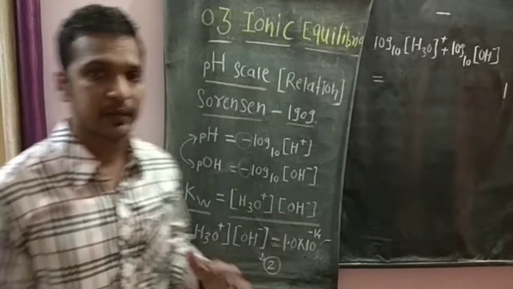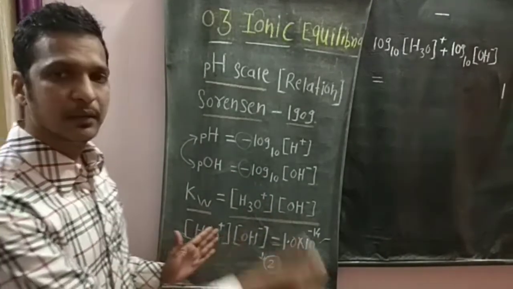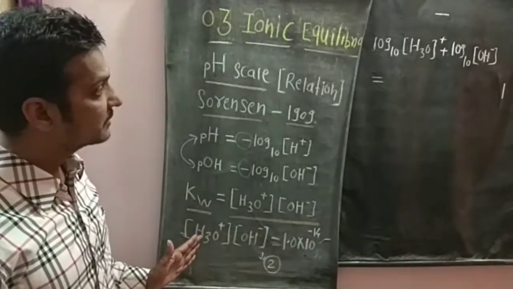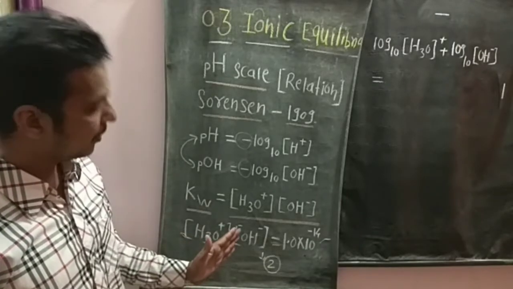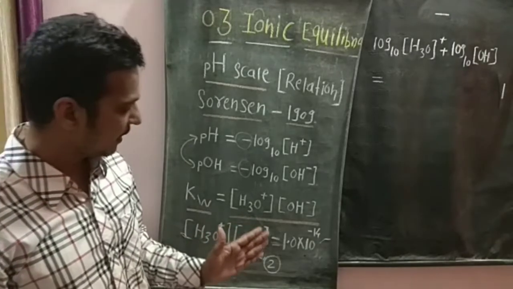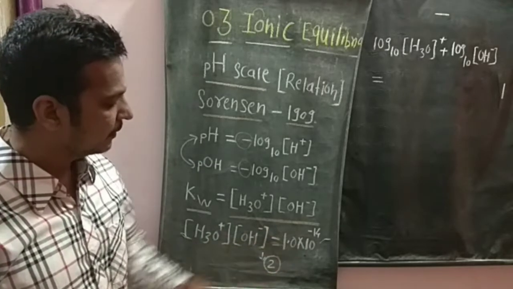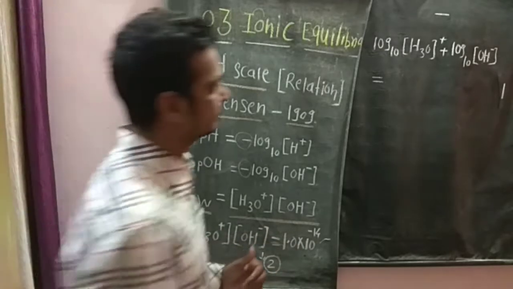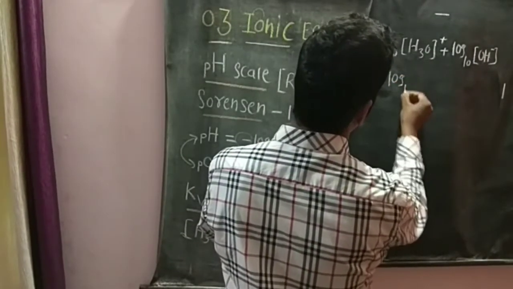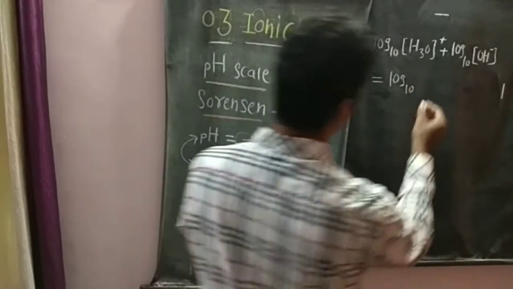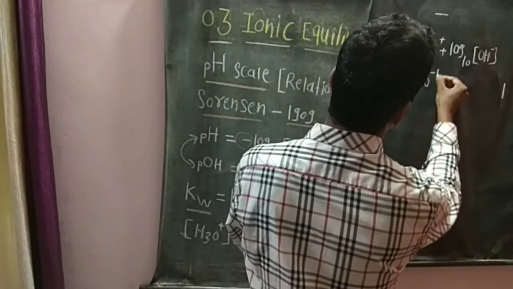here we will apply the logarithm on both sides of the equation. First the left side of the equation and then the right side. So on the left side, log to the base 10 concentration of H3O plus, plus log to the base 10 concentration of OH minus, is equal to log to the base 10 of 10 raised to minus 14.